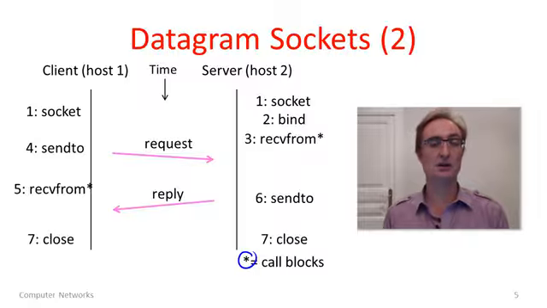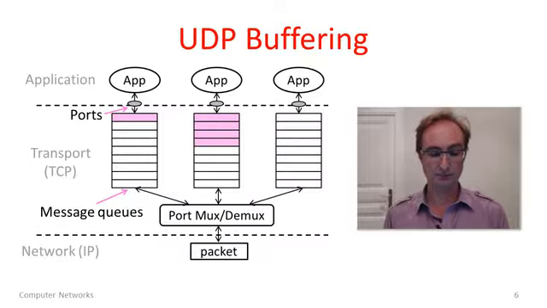No connections and slightly different forms of receive and send. We can also look at what's going on at the host while we make all of these calls. This picture here shows the buffering that happens inside the transport layer. We have the application layer at top, so this is all of the app processes which are running.